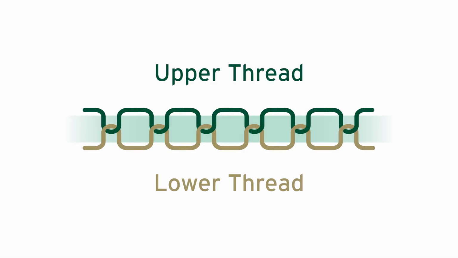This is a cross-section of a piece with ideal thread tension. As you can see, both the upper and the lower threads are locked perfectly in the middle of the fabric, meaning that you can't see the upper thread from the bottom or the lower thread from the top.